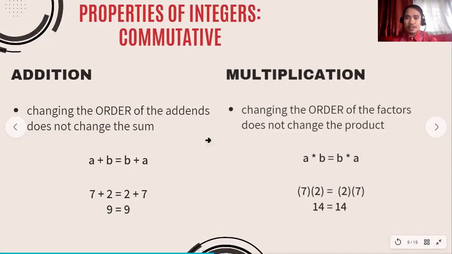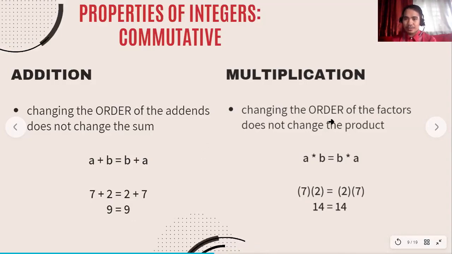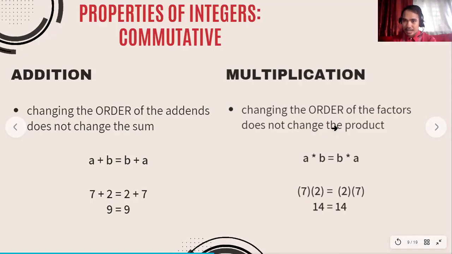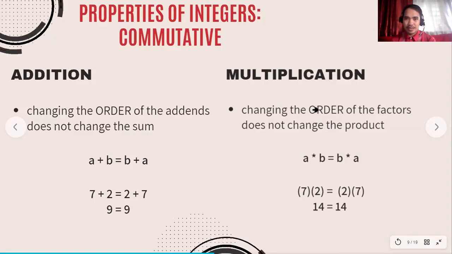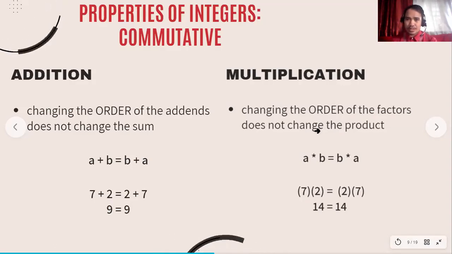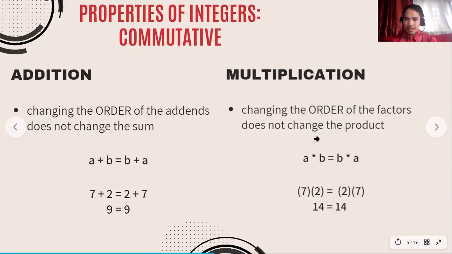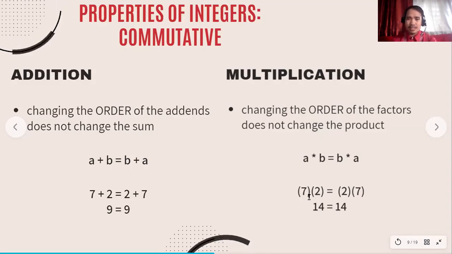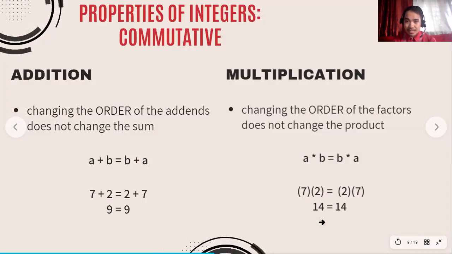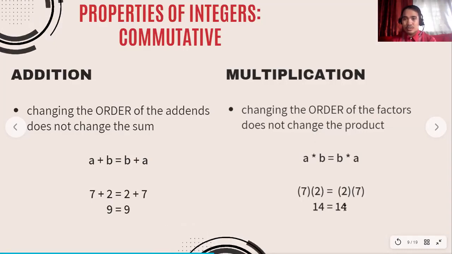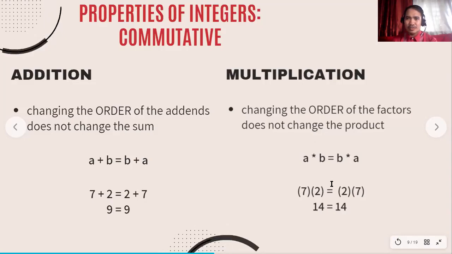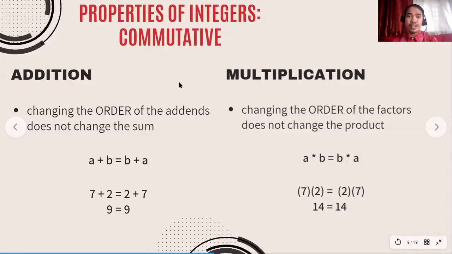Next, what about in multiplication? Changing the order of the factors does not change the product. Same goes to addition. Still, we are referring to the order. Whatever the order of the factors, it will not change the value. For example, 7 times 2 is 14, which is equal to 2 times 7, so that is also 14. So changing the order, the placement of the given numbers, will not change its value. Remember, commutative, commute, that is referring to the order.